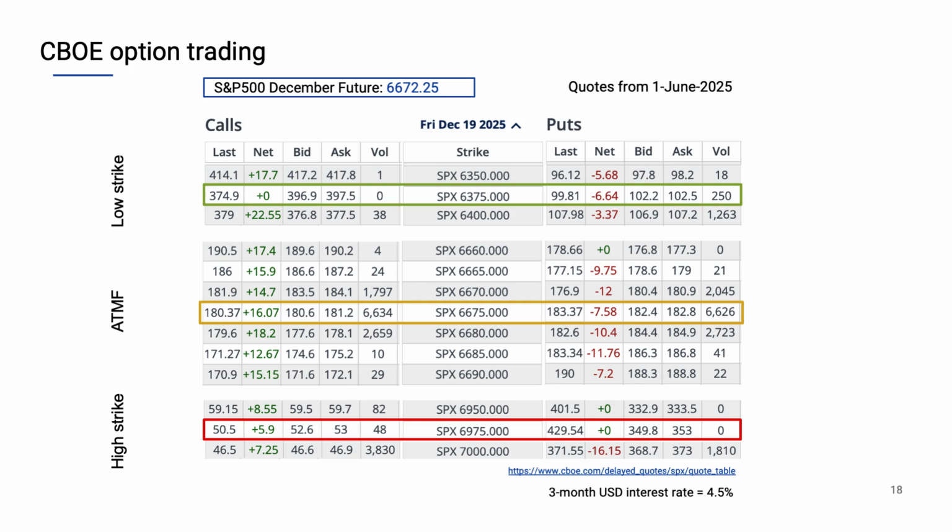Based on the current forward price, can you determine which of these call and put options are in the money and which are out of the money? The green call with the lower strike is in the money relative to the forward. As a result, the corresponding green put with the same strike is out of the money. Conversely, the red put with the higher strike is in the money, which means that the corresponding call with the higher strike is out of the money. The options at the 6,675 strike are approximately at the money forward.